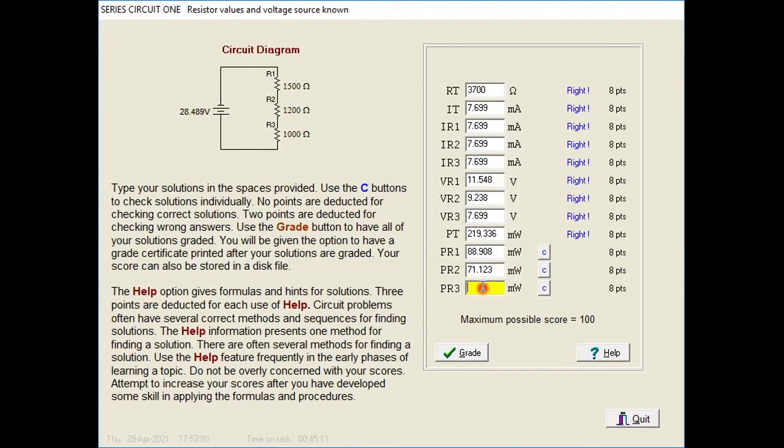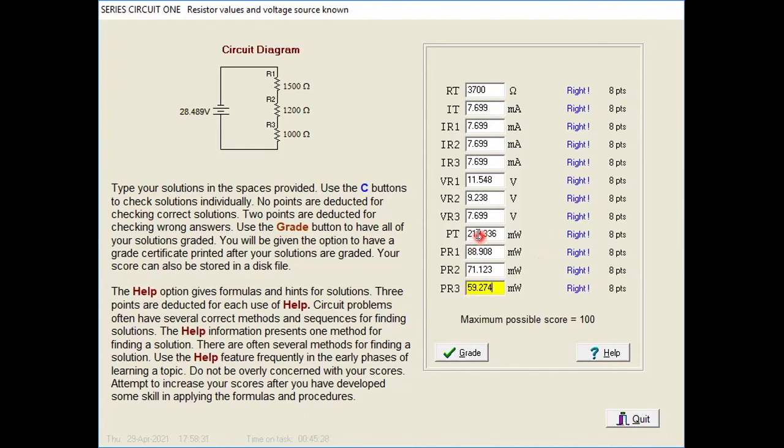And finally, let's do PR3, which is 7.699 milliamps, and we're going to multiply that by a voltage total of 7.699 volts, giving me a power of 59.274 milliwatts. Let's see if that's right. Check, check, and check. How do we know this is right? We can add these up, and they're going to equal our power total.